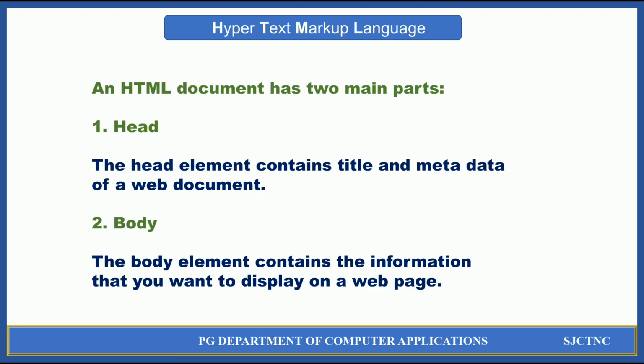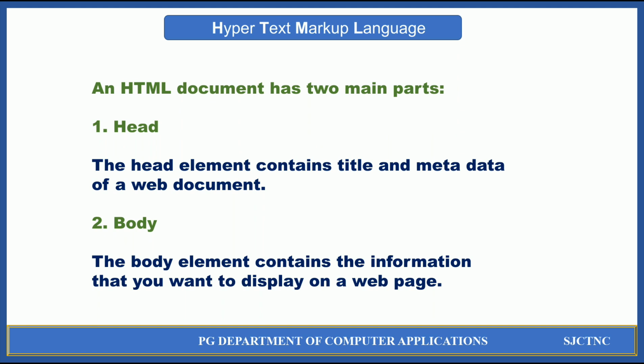Now we can see HTML documents. An HTML document contains two main parts, that is the head part and the body part. The head element contains the title and metadata. For example, a page title or website title is displayed here.